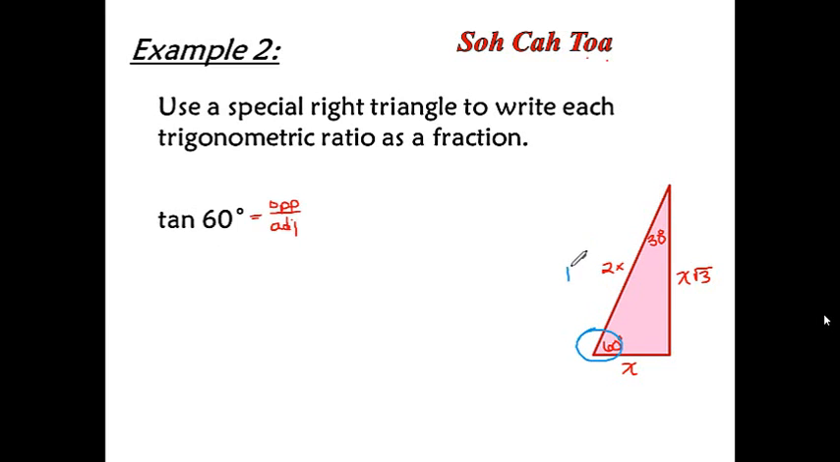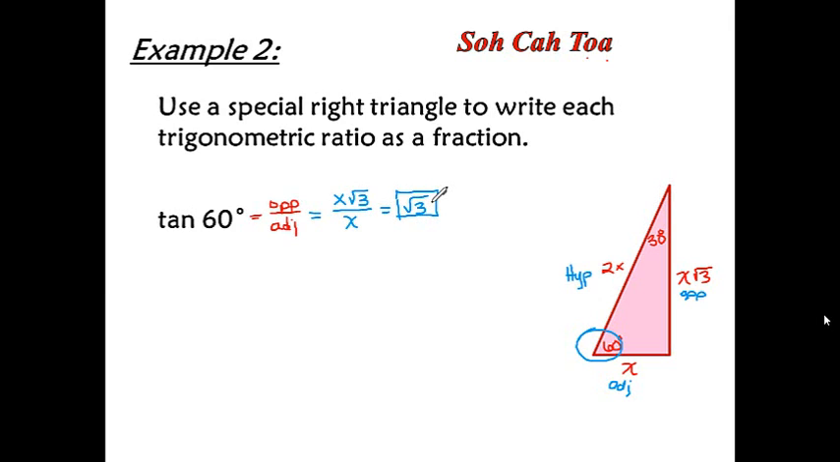So my hypotenuse is always the same. If I'm looking at the 60 degrees, this is the opposite side, and here's my adjacent. So the opposite over adjacent will be x over square root of 3 over x. I know that the x over x reduces to 1, so I end up with the square root of 3.